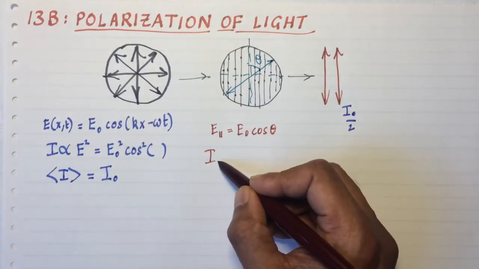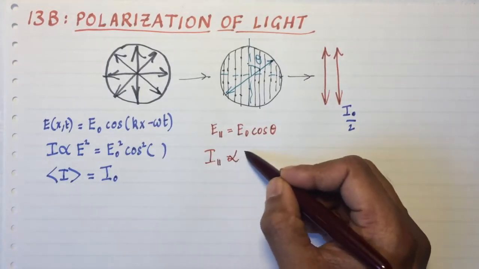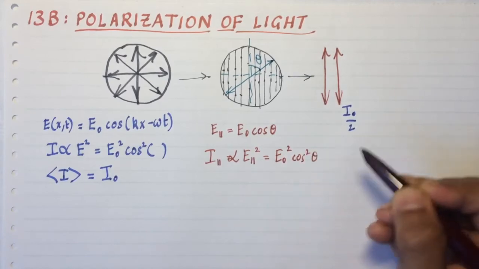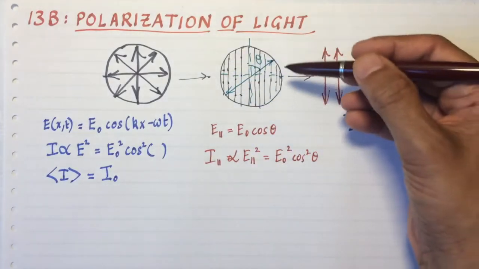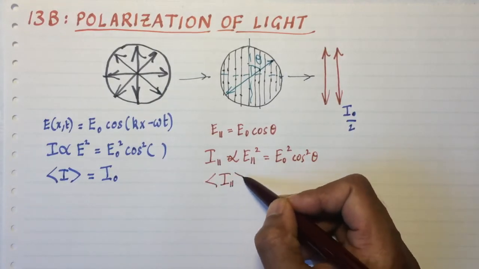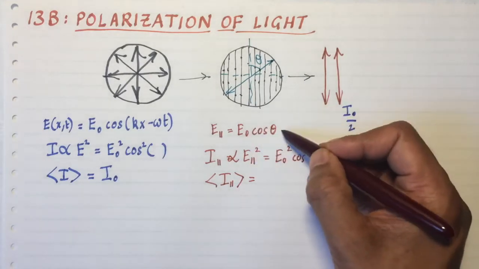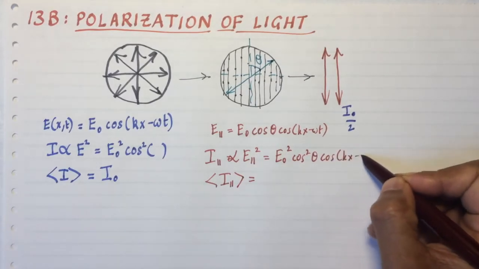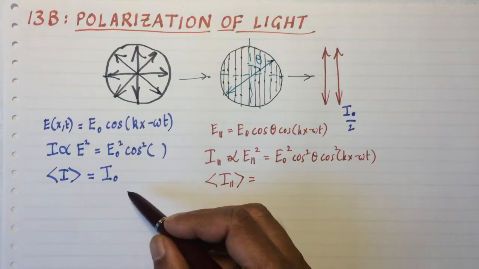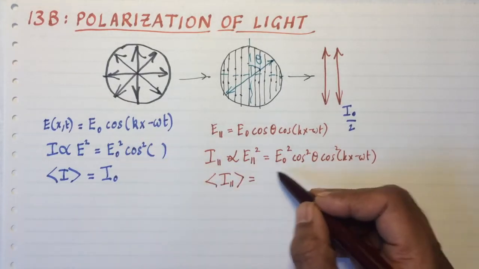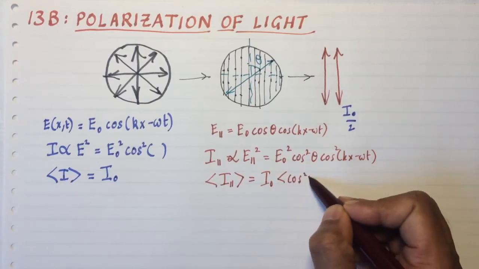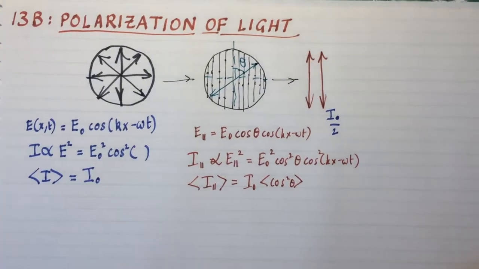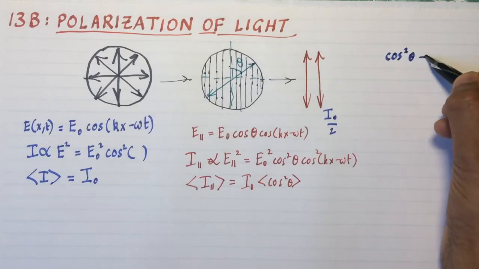The intensity that makes it through, which we'll call I parallel, is going to be proportional to E parallel squared. That's going to be E naught squared cosine squared theta. Now, light is going to come for all angles of theta, so we have to average this again. The average of I parallel is going to be the average of E naught squared times cosine squared of kx minus omega t. When you do that average, the average of this is already I naught. And so I'm going to get I naught times the average of cosine squared theta. Now the average of cosine squared theta is half. Here's a cheap and easy way to see it. You know that sine squared theta plus cosine squared theta equals 1.